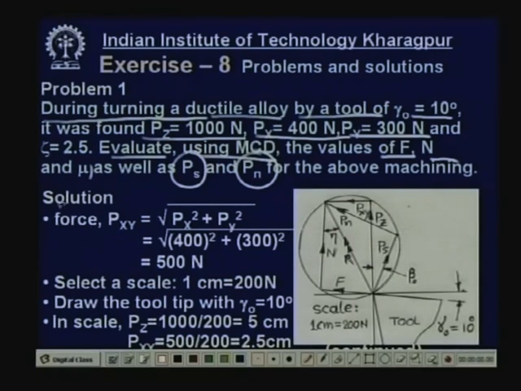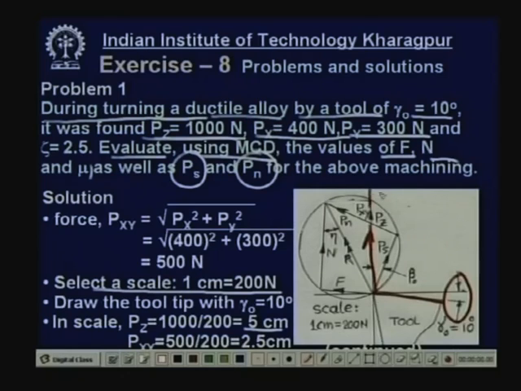Now, solution. You have to first draw the Merchant circle diagram. First you draw the cutting tool with a 10 degree rake angle. So, this is the rake surface, and then you draw the direction of the velocity vector and the Pz in this direction. How will you draw the Pz? The Pz is known, 1000 Newton, divided by scale. You have to select a scale first. So, select a scale of 1 centimeter to 200 Newton. Then what will be the length of Pz? That is 1000 divided by 200, 5 centimeter. So, this is 5 centimeter.